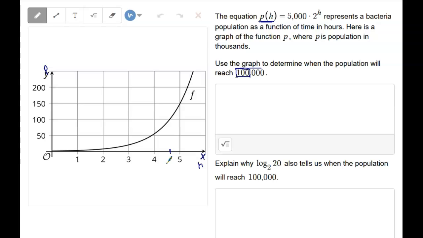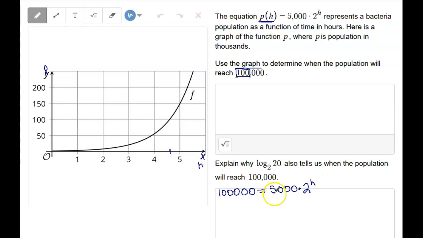On the second part, it's asking why log base 2 of 20 also tells us when the population will reach 100,000. So that's basically just asking us to solve that equation and verify what we learned from the graph. So 100,000 is our population. This represents our population, so we're substituting 100,000 in for the population, 5,000 times 2 to the power of h.